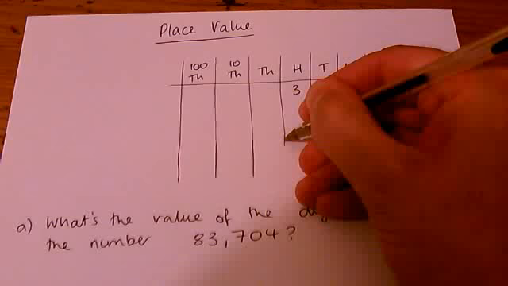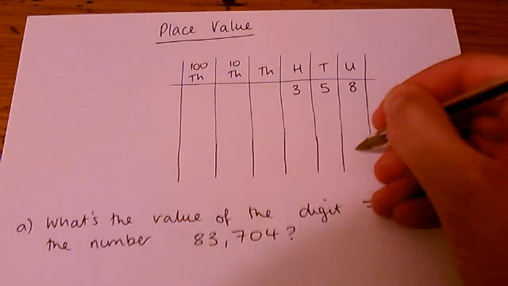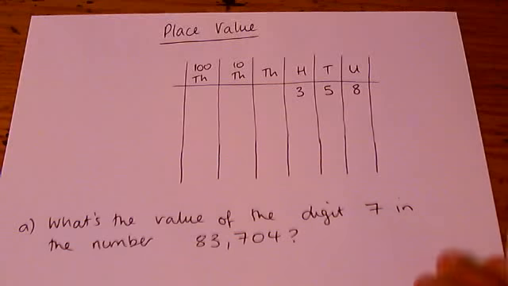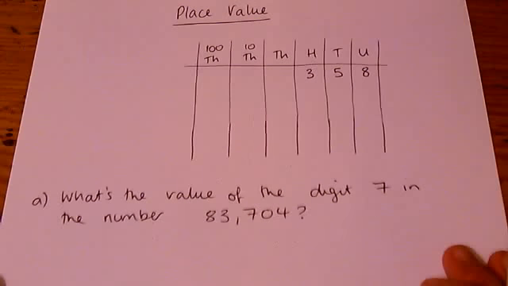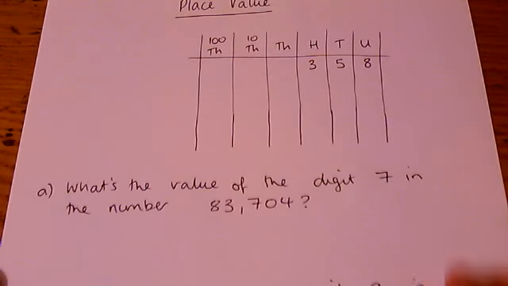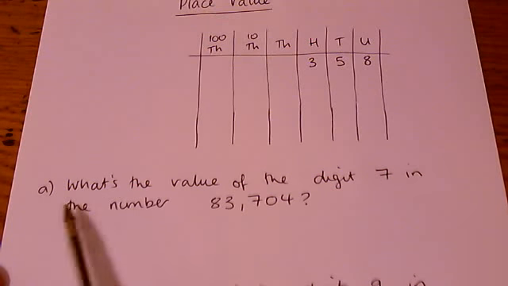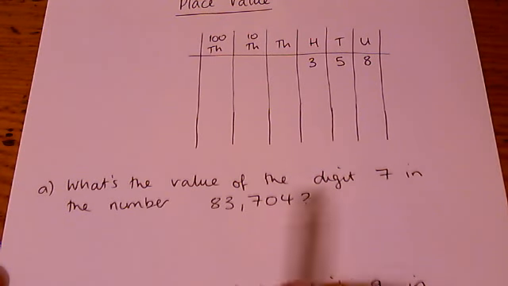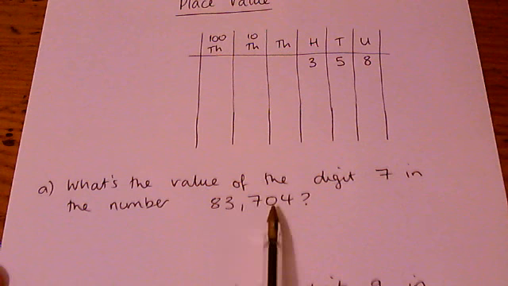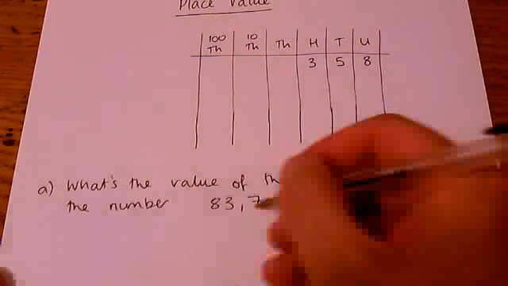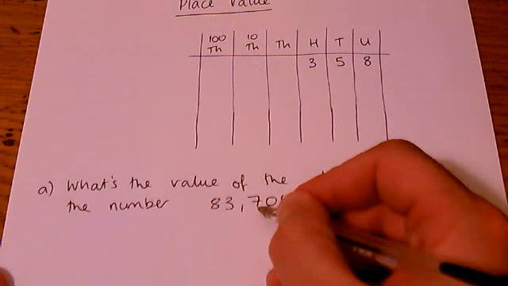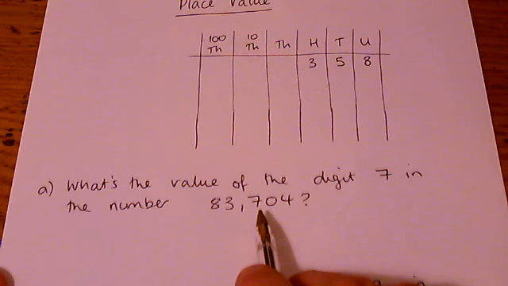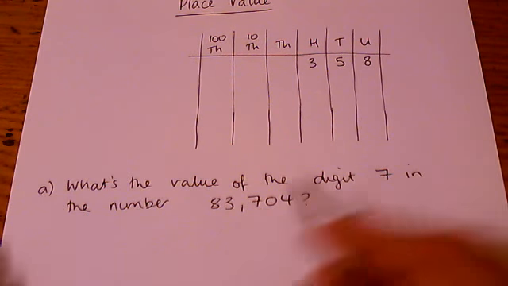So let's have a look at the sort of question that you want to be able to answer. It comes up quite commonly at Foundation GCSE. Here's question A. It says, what's the value of the digit 7 in the number 83,704? And really what they're asking is, what does that 7 stand for? Does it stand for 7 units, or 7 tens, or what?